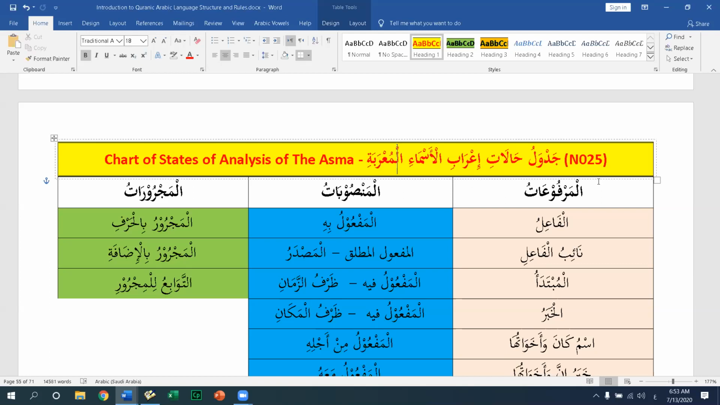This here is جدول وحالات إعراب الأسماء المعربة. This is a chart of the states of analysis of the أسماء that are معربة. The words, the nouns if you wish, that are analyzed. Remember, there are some that are مبنية.